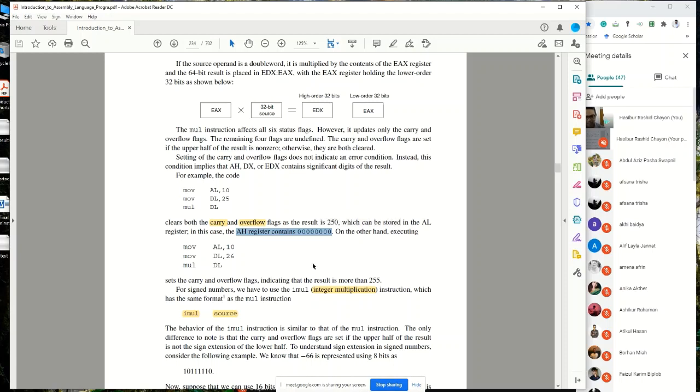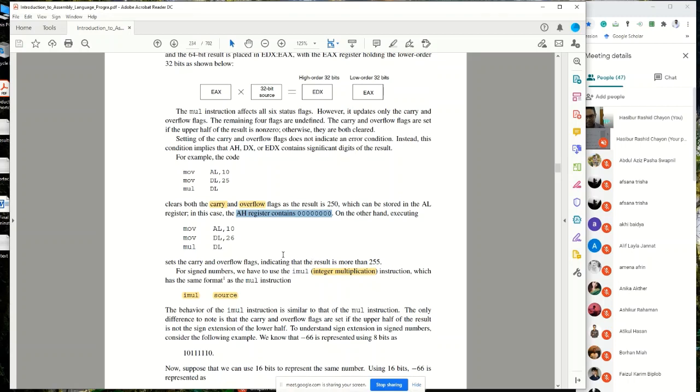Okay, let's have another example. Look at this example, a similar type of example. Instead of 25, now we are using 26, the decimal value. What is the result now? If you multiply, 260, right?